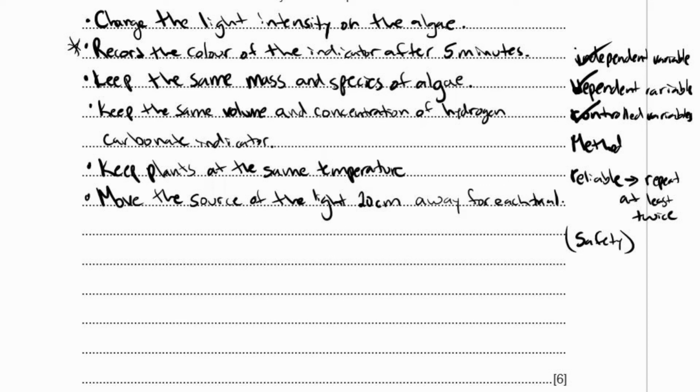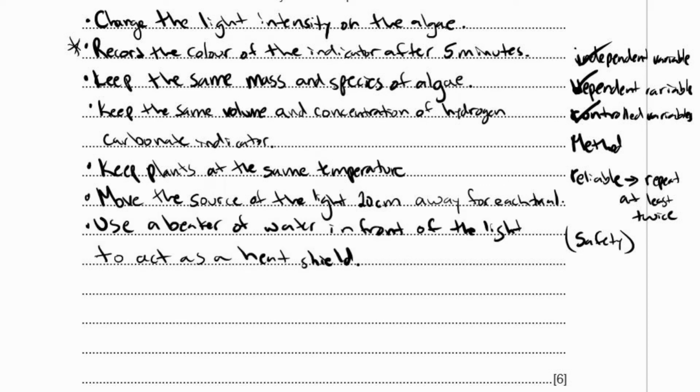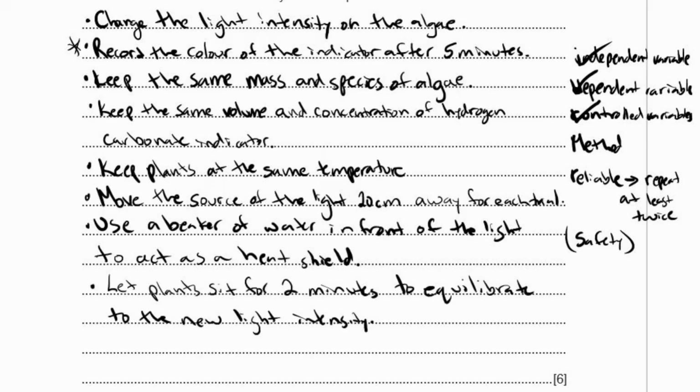And that method is the heat shield. So use a beaker of water in front of the light as a heat shield. Another thing you might want to mention in the method is giving the plants time to equilibrate to the new light intensity. Okay, so let plants sit for 2 minutes to equilibrate to the new light intensity. Again, a randomly chosen number, but as long as it's the same for every single trial, it's okay.